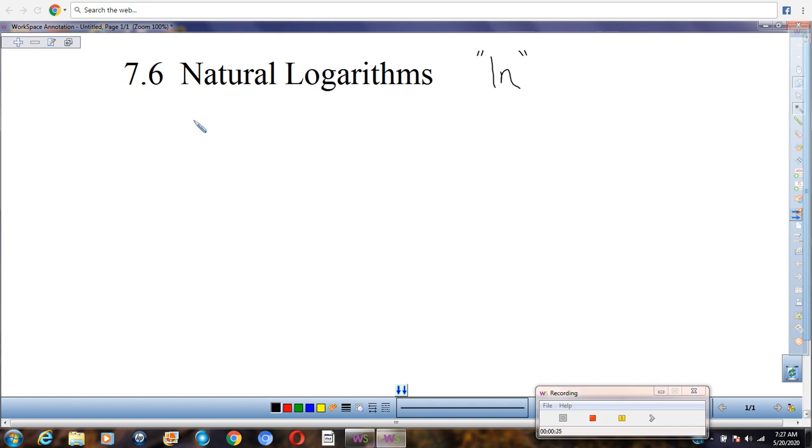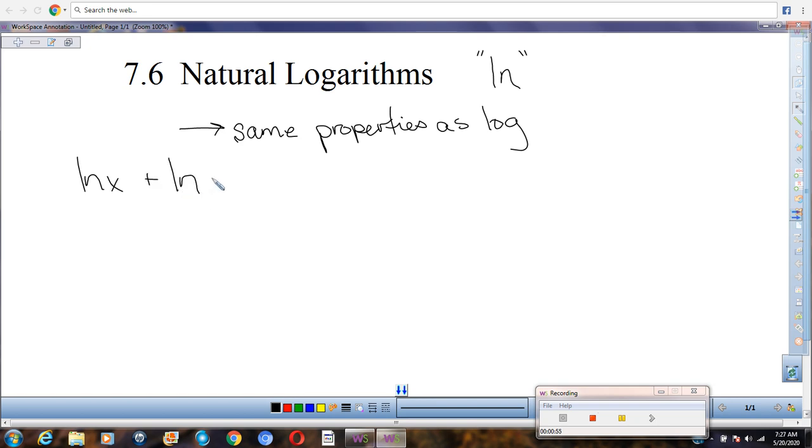A natural log follows the same properties as a regular log. Alright, so let's just review those real quick. So, let's say them this way today. If I had the natural log of x plus the natural log of y, in the log world, when you're adding, you're really multiplying. This would be the natural log of xy.